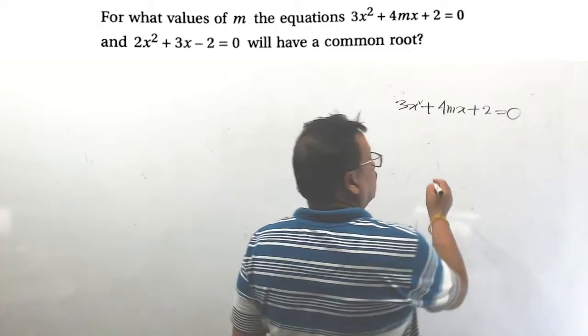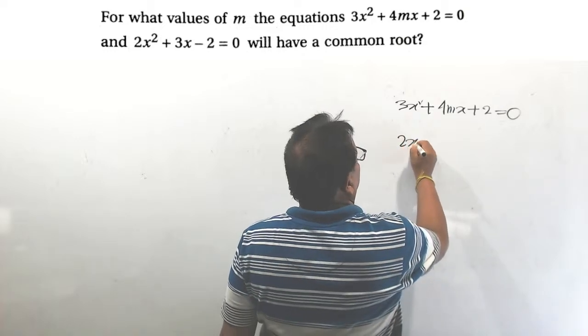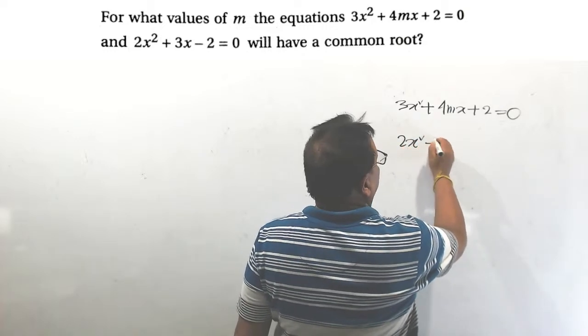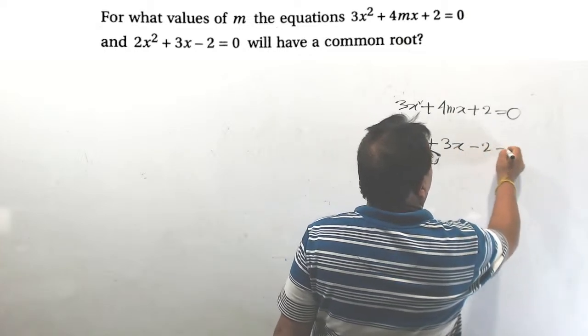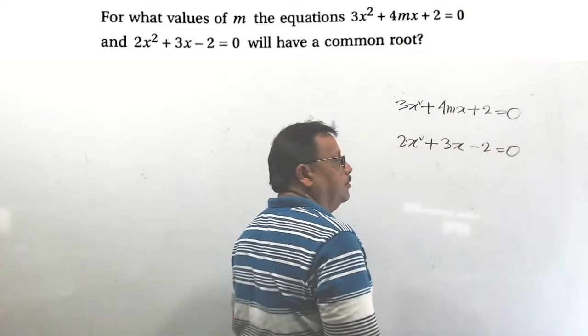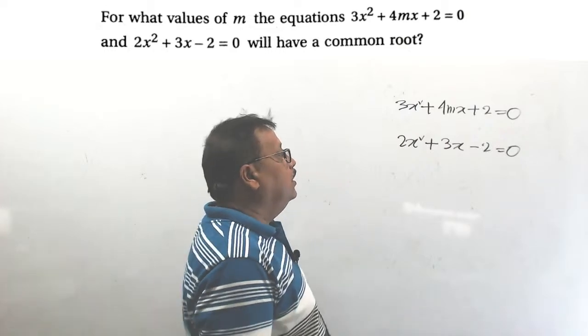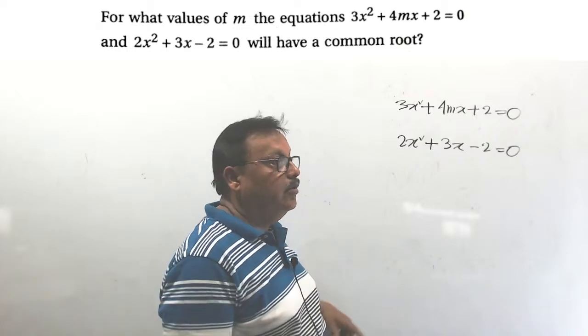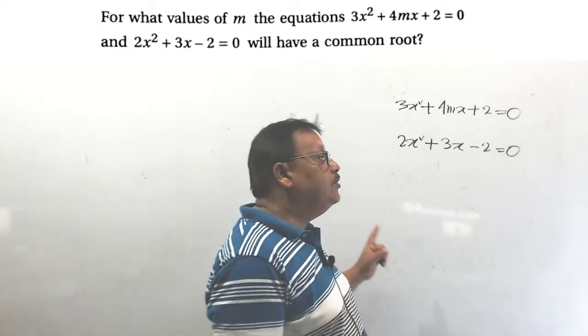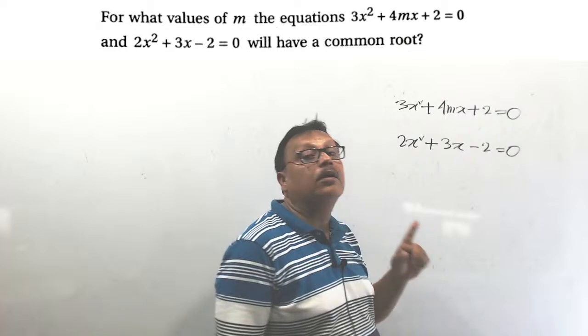What is the second one? 2x square plus 3x minus 2 equals to 0. This is the second equation. Okay. And let us assume alpha is the common root. Already it's given: for what values of m will these two equations have a common root.